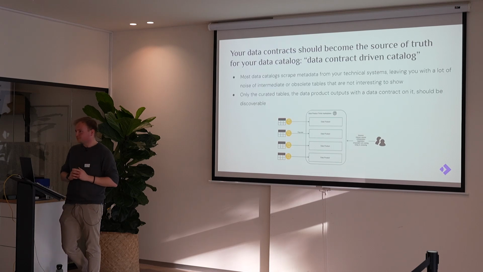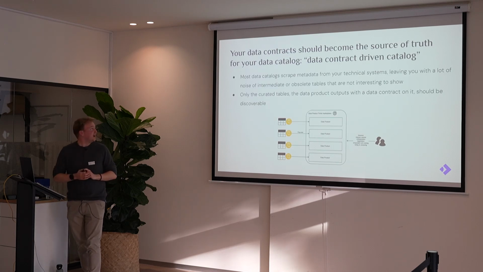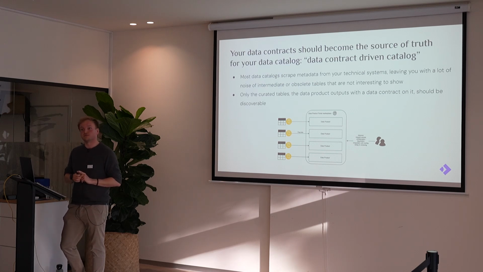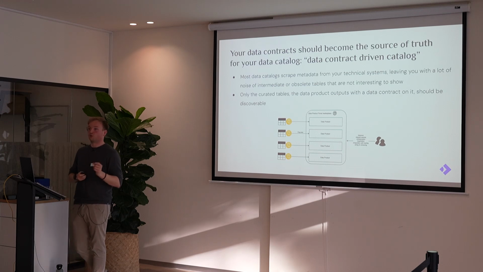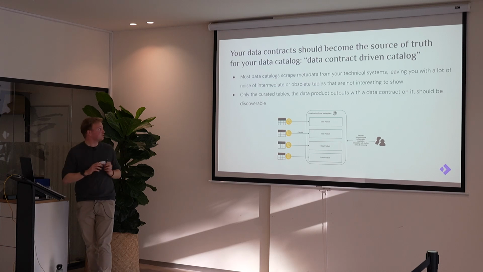Okay, two more slides. So if you do that, your data contracts should become the source of truth. If you typically look at what data catalogs do, they pull your metadata, and they will just take everything, all the tables, and they will show it somewhere. And what happens often is that people are overwhelmed because there's so much in there, also bad tables, obsolete tables, things are not up to date. So you want your data contract to become the source of truth for your catalog, because only the gold curated tables are in there. So it should be a contract-driven catalog.